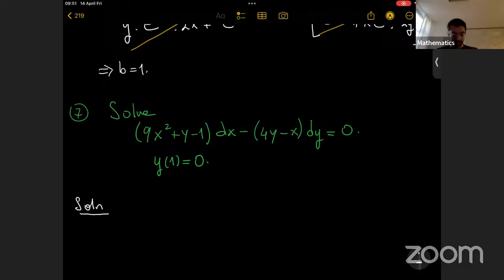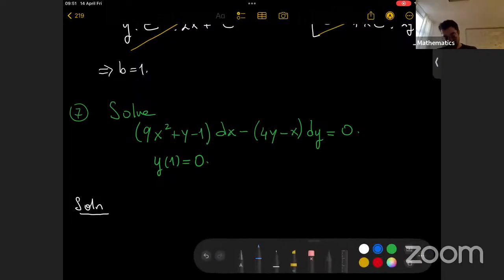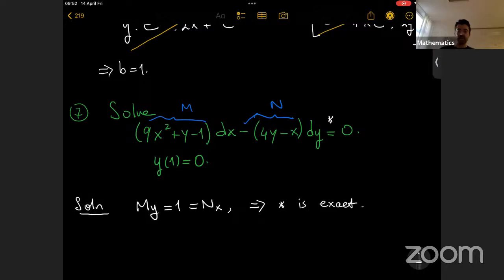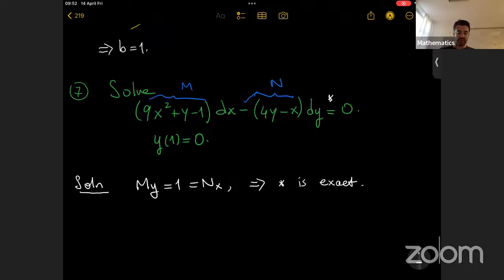Okay, well, you can easily see that this is an exact equation. If I say, for instance, this is m and this is n, so m sub y, which is 1, is equal to n sub x. So this implies star here, star is exact. Since it is exact, we can find the solution easily.